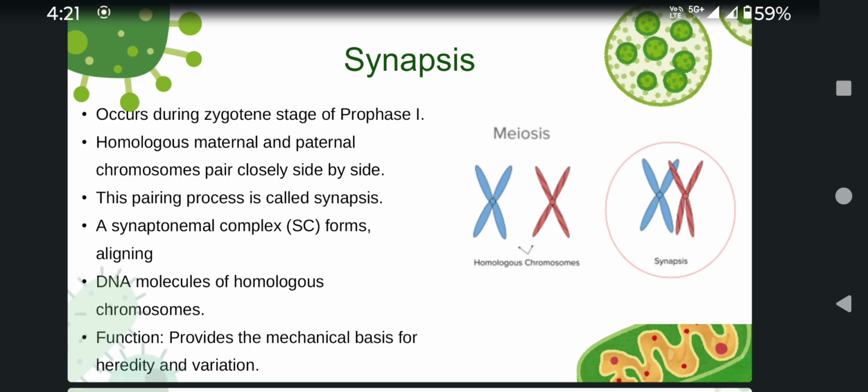During meiosis, you can see these chromosomes shown by blue and red color, and both colored chromosomes are forming the synapsis. It occurs during the zygotene stage of prophase 1. Here homologous maternal as well as paternal chromosomes pair closely, and the pairing process is called synapsis. In this way, in the center a complex is formed, which is named the synaptonemal complex. So DNA molecules of homologous chromosomes exchange segments. The function of synapsis is that it provides a mechanical basis for heredity and variation.